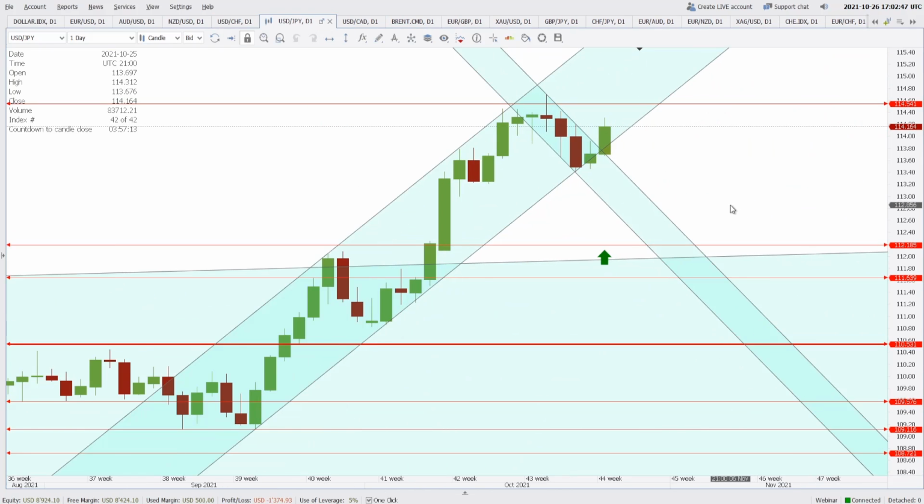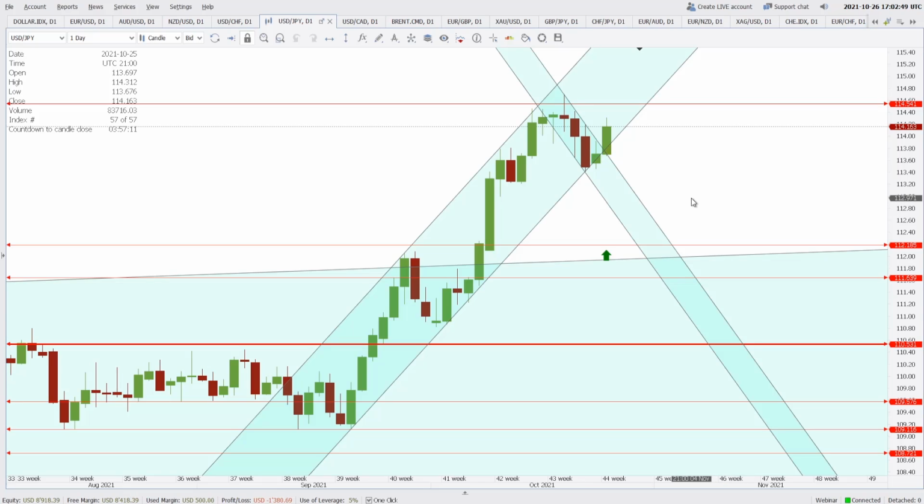USD JPY today is bullish, trading at 114.16, has made an intraday high of 114.31 and a low of 113.67. So you can say this is a sort of bull.